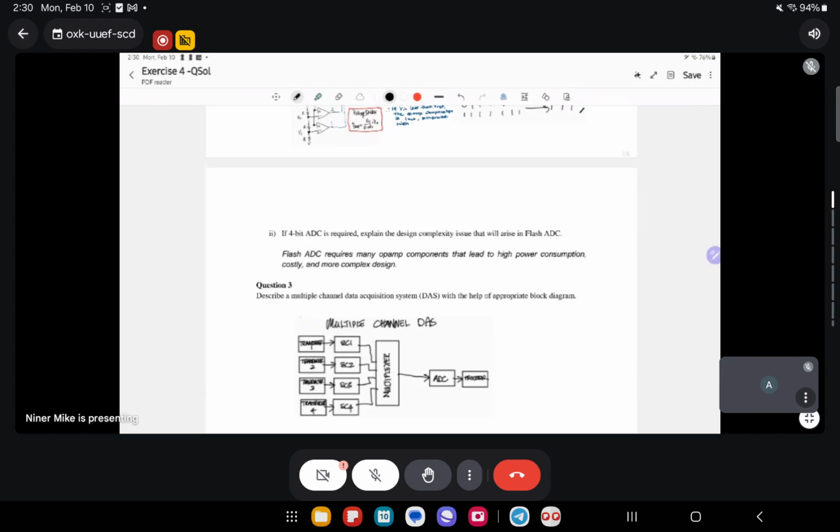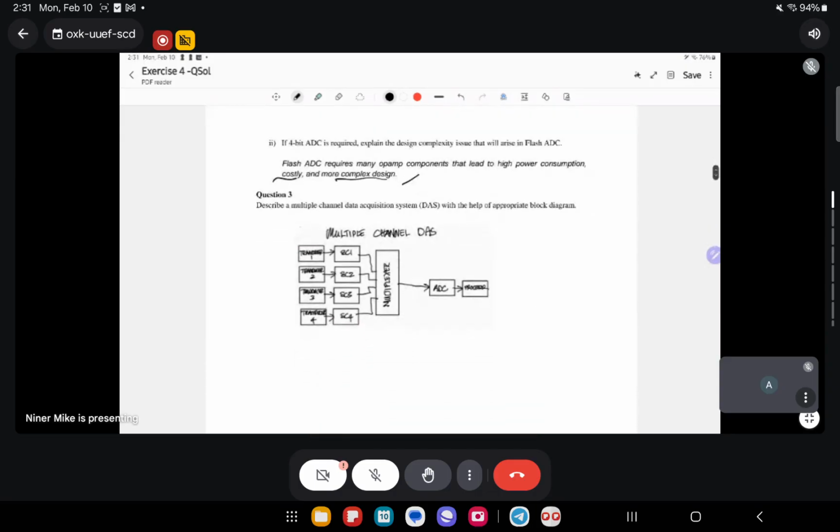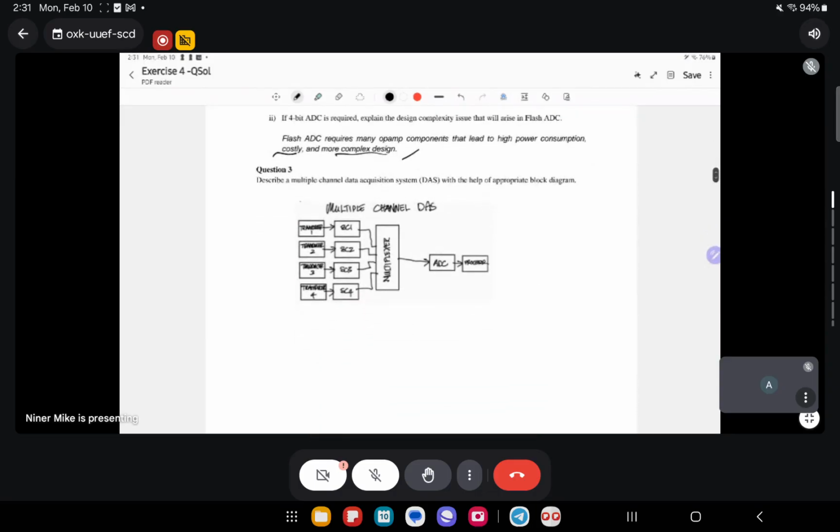Okay. So move on to the next question, part one. This also asks about the complexity. Flash ADC requires many components that lead to higher power consumption, costly and more complex design. So this is the answer. When you have many components, the power consumption is high, you have to buy a lot of components so it is costly, and the design is more complex. Okay, go on to the third question.